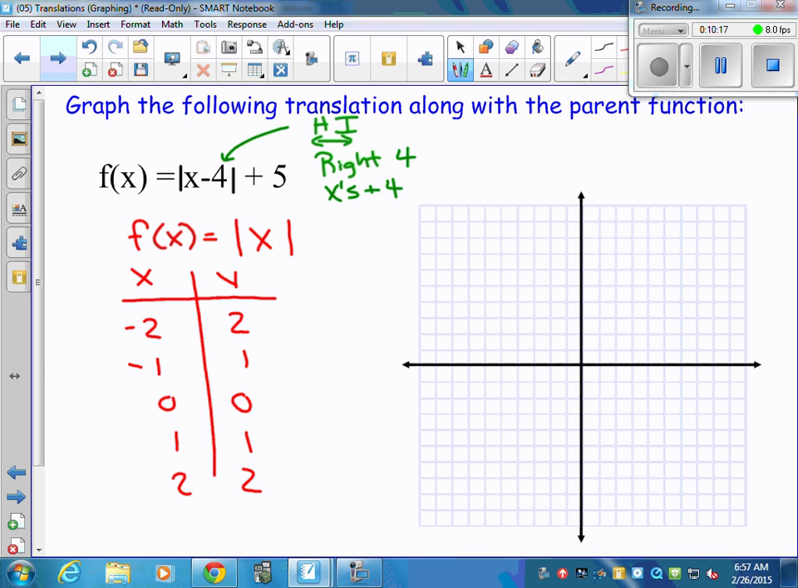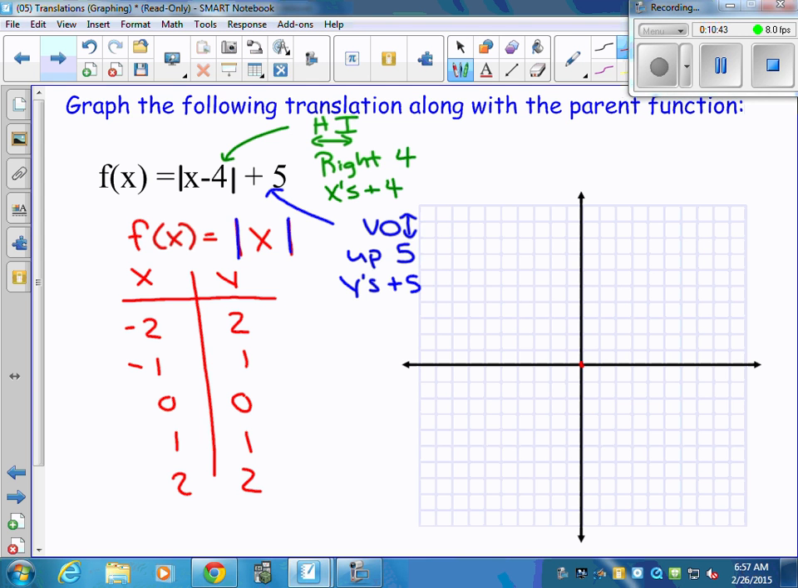And then our next operation, we've got a plus 5. That plus 5 is outside the parent function of the absolute value. Outsides are vertical. Head shake tells us we trust what we see. So this is an up 5 adjustment to the graph, or your y values plus 5 for the graph.